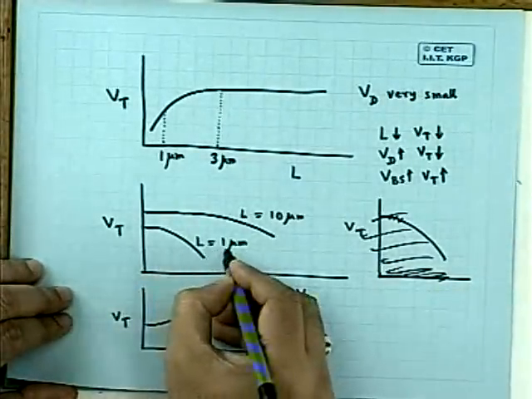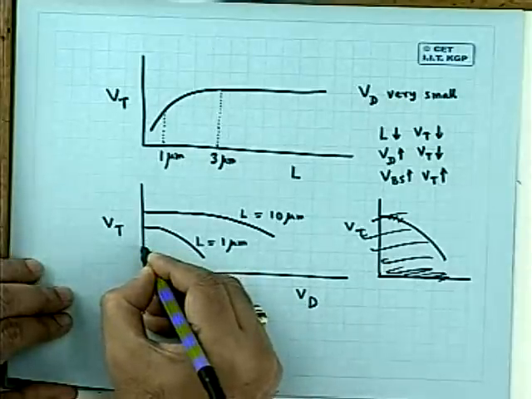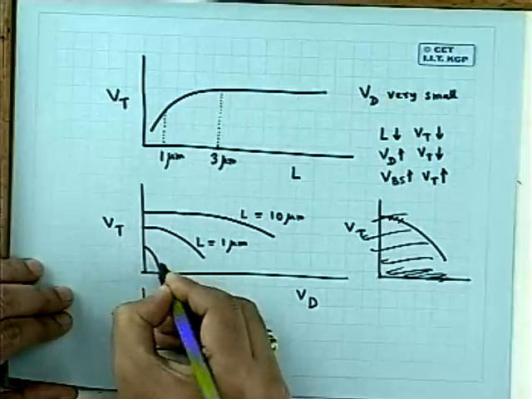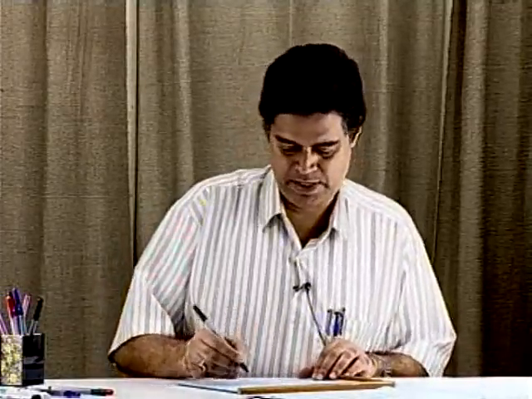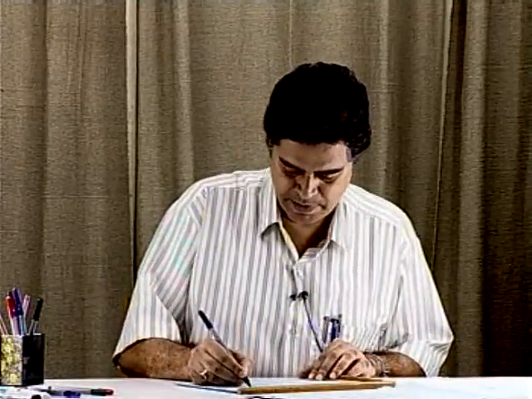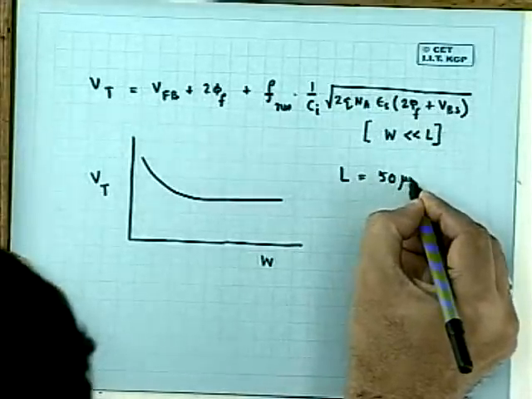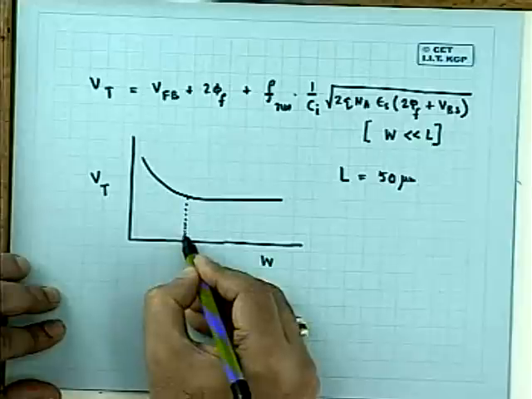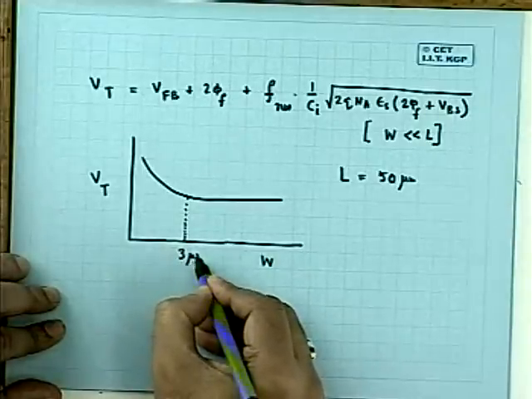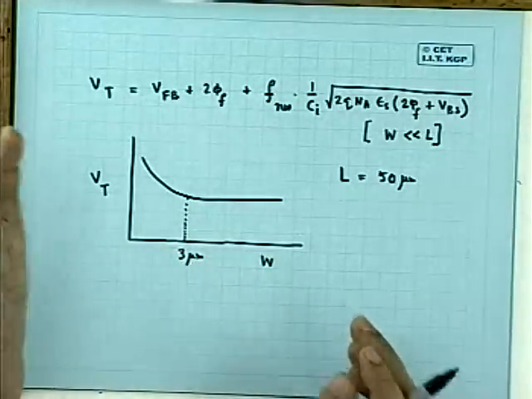In fact, if you go to 0.3 micron, maybe the curve is like this. Similarly here, W, maybe if L is suppose 50 micron, then when W is roughly 3 micron, from 3 micron onward it is found that this 3 to 4 micron, max 5 micron is the right line.